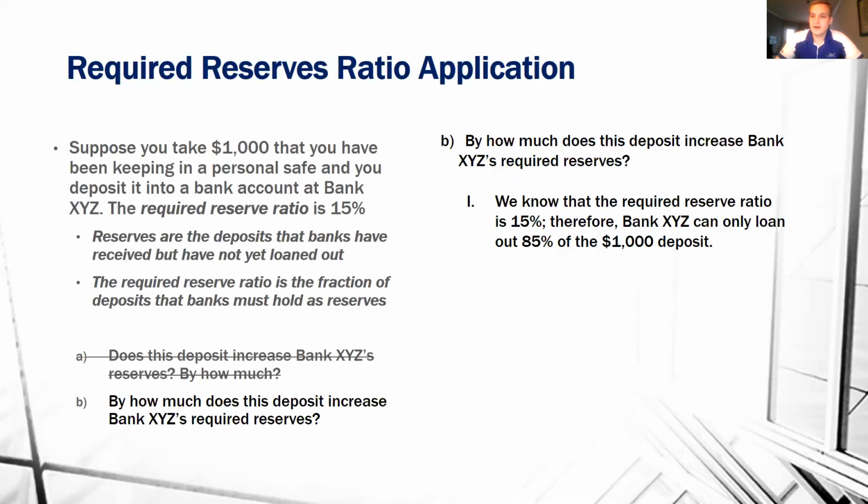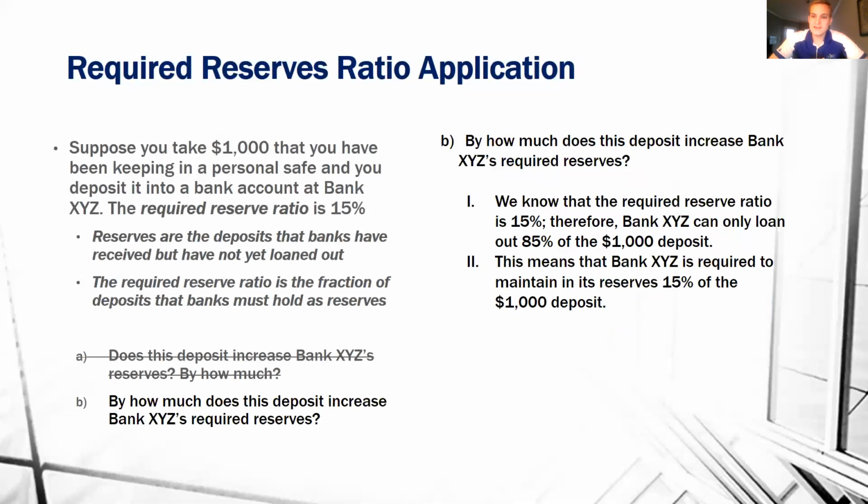By how much does this deposit increase Bank XYZ's required reserves? We know that the required reserve ratio is 15%, and therefore Bank XYZ can only loan out 85% of the $1,000 deposit. This means that Bank XYZ is required to maintain in its reserves 15% of the $1,000 deposit. In order to find that, we can take 15% and multiply it by $1,000, and that gives us $150.